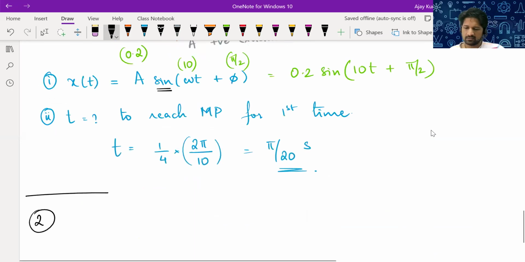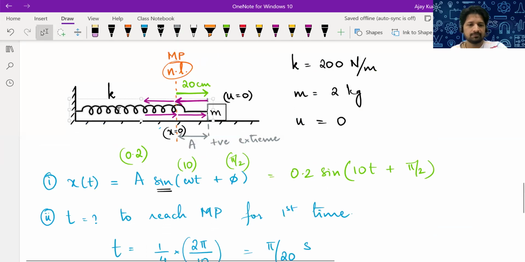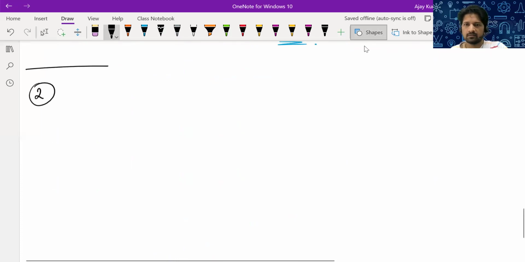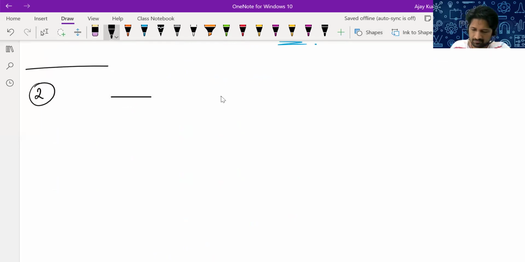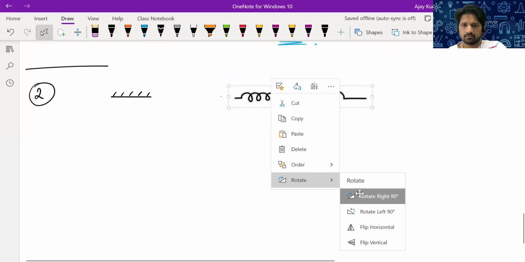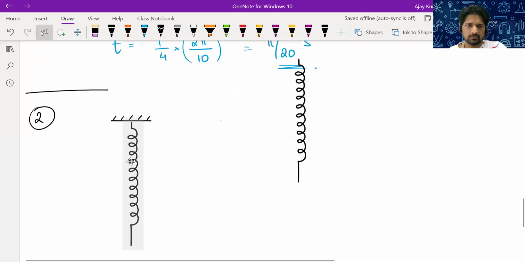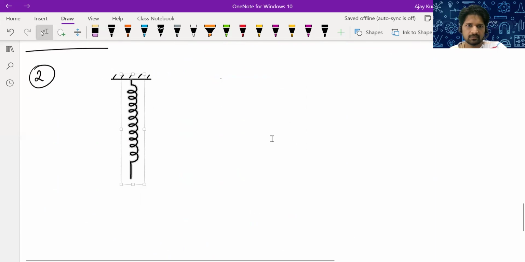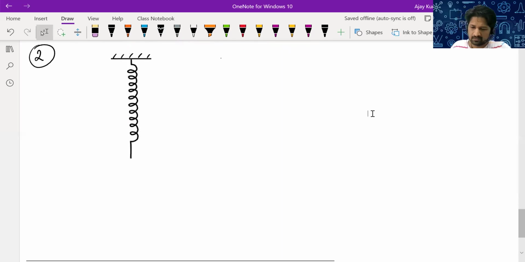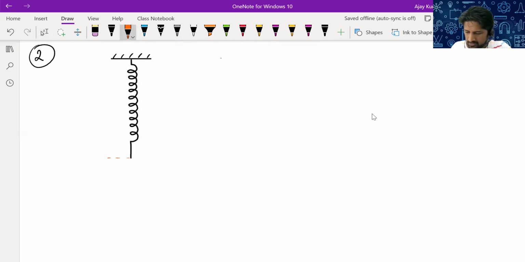Next, consider a vertically suspended spring block system now. Suppose there's a rigid support like this, and let's say a spring is suspended. Assume this is the natural length of the spring.